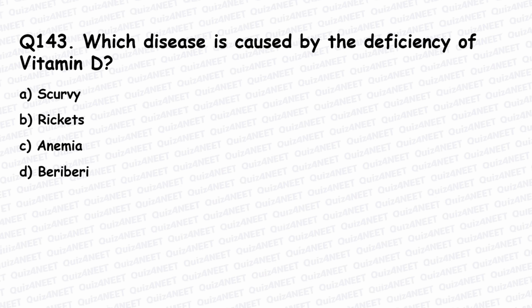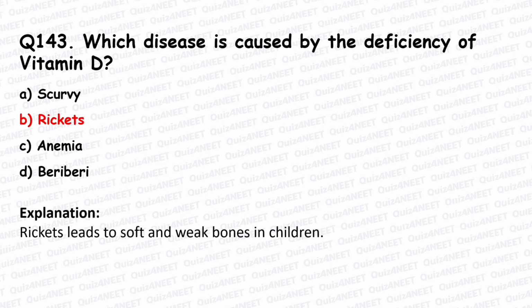Q143. Which disease is caused by the deficiency of vitamin D? A. Scurvy, B. Rickets, C. Anemia, D. Beriberi. Answer: rickets. Explanation: rickets leads to soft and weak bones in children.